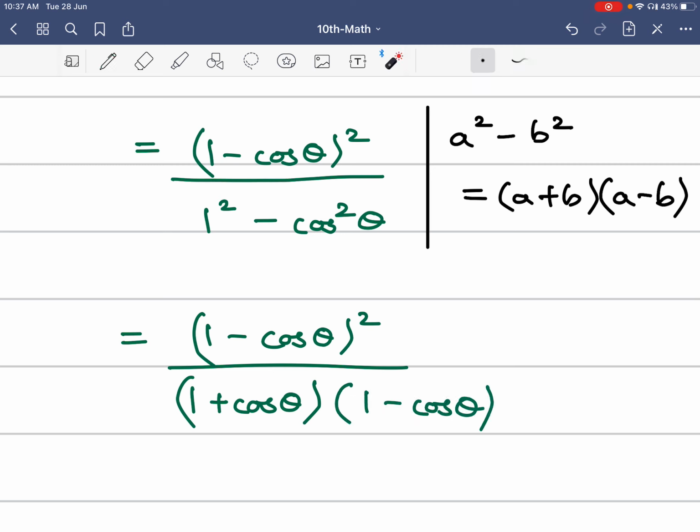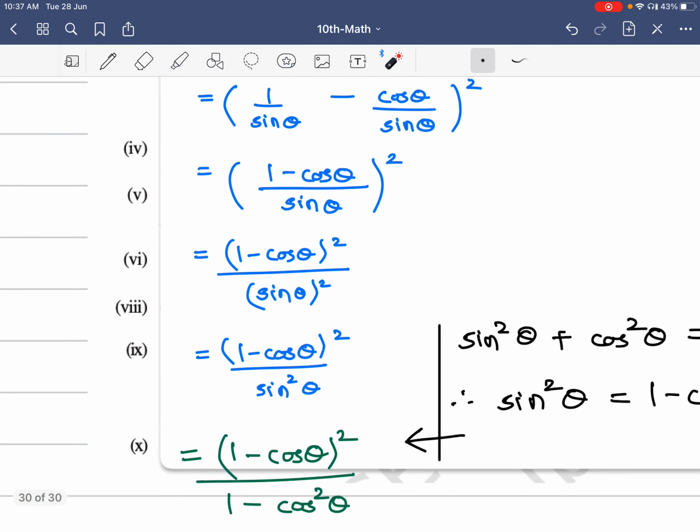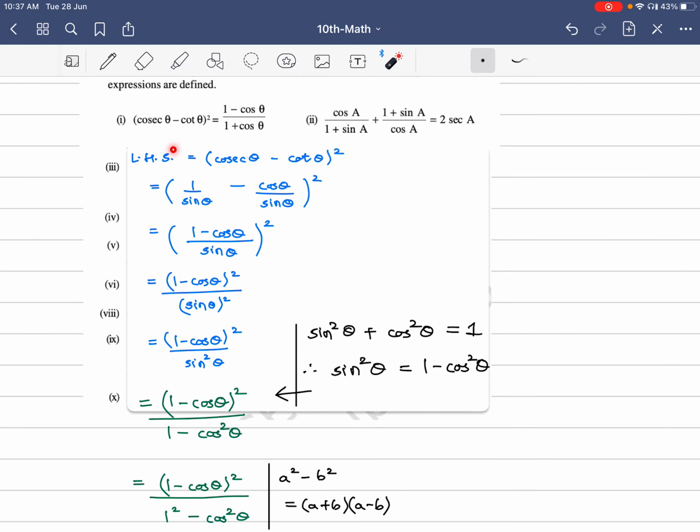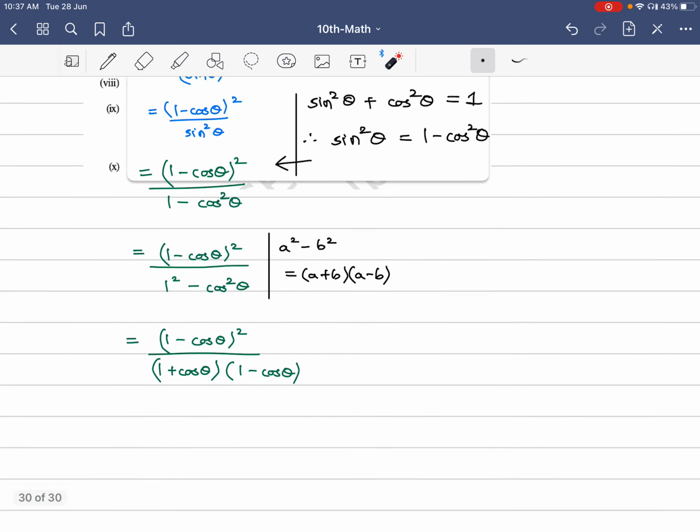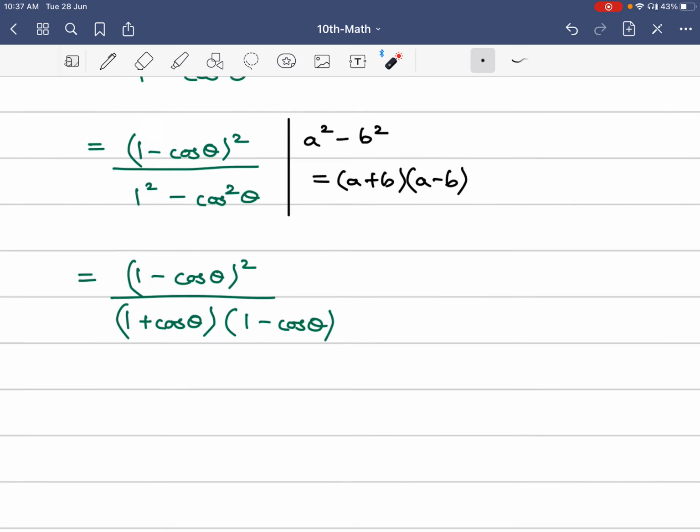Okay, so again focus that our aim was to start from the left hand side. We started from the left hand side and look at the right hand side. The right hand side is of only cos theta. So keeping that in the mind, we tried to convert everything into cos theta, cos theta, cos theta. And finally we have arrived at this point.